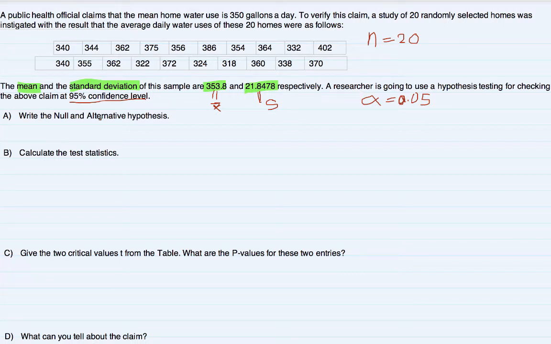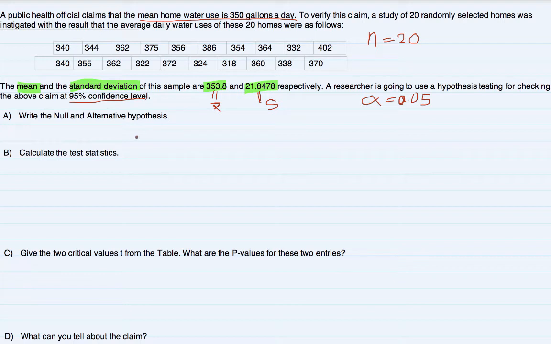Okay. Now go to part A. Write the null and alternative hypothesis. Before we decide the null and alternative hypothesis, we have to check the claim. What is the claim? The mean home water use is 350 gallons a day. Okay, that is our claim.